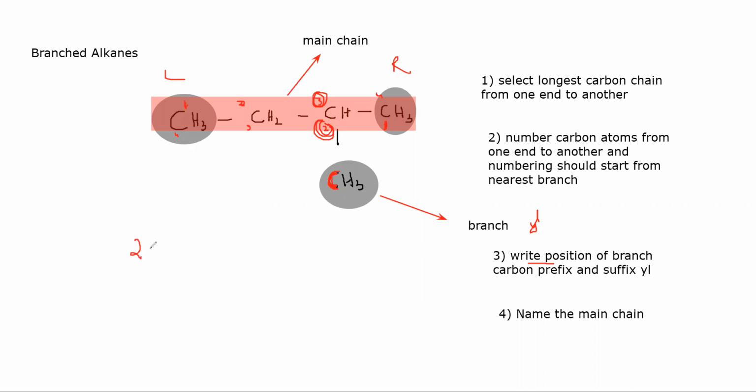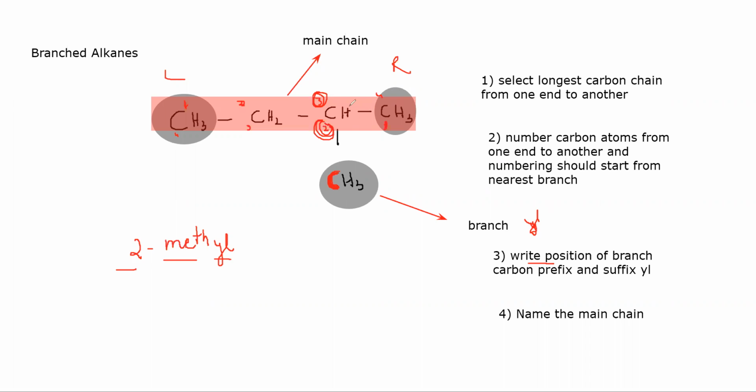Yes. How many carbon atoms are there in the branch? 1. So for 1 carbon, we say meth. Then the name of the branch should always have YL. So 2 is the position, meth is the number of the carbon in the branch, and YL shows that it is a branch.